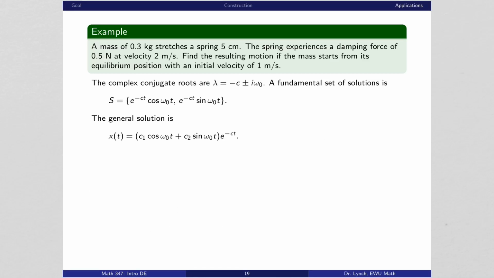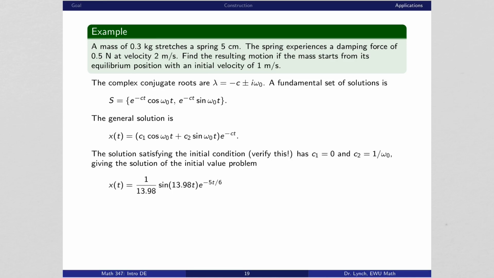Lambda equals minus c plus or minus i omega naught, yielding a fundamental set of solutions given by an exponential times a cosine and an exponential times a sine, and the general solution given by the linear combination of those linearly independent solutions. Once again, I won't go through the calculation, but I'll have you verify that the solution satisfying the initial condition has c1 equal to 0 and c2 equal to 1 over omega naught, giving us x of t in the form you see here as 1 over omega naught, that's 13.98, times sine of omega naught t times e to the minus 5/6 t.